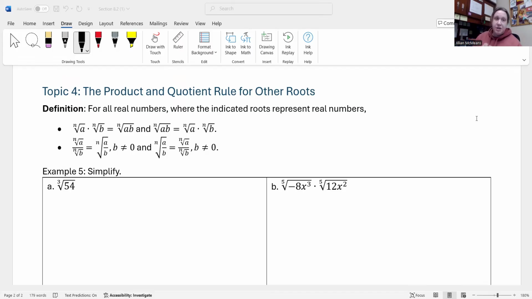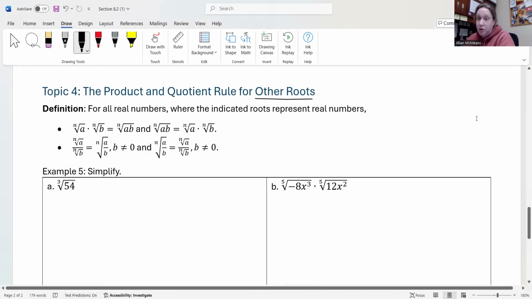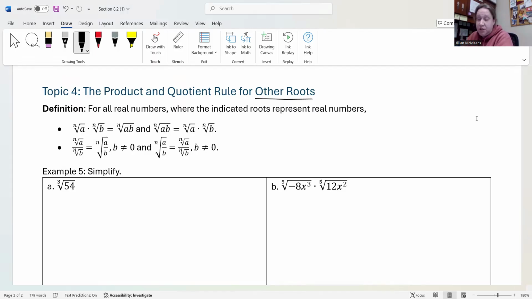Last up for this worksheet is topic 4, which is the product and quotient rules for other roots. So we've talked about the product and quotient rule for square roots. Now we're going to look at other roots like a cube root, a fourth root, a fifth root, a sixth root, okay? So the definition here is for all real numbers where the indicated roots represent real numbers. That's kind of a mouthful, and I'll explain what that means in a minute.